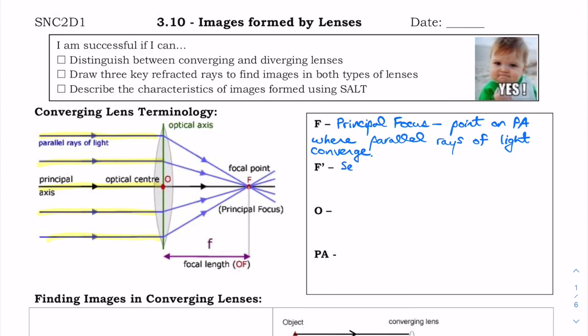Next up, we have a point labeled F prime. It's F with an apostrophe. This is known as the secondary principal focus. It's a focus, but on the same side as the incident rays of light, as opposed to the other side of the lens. Let's actually label it in the picture. It should be at this location approximately right here. Okay, and like I said, it's the focus on the same side as the incident rays of light.